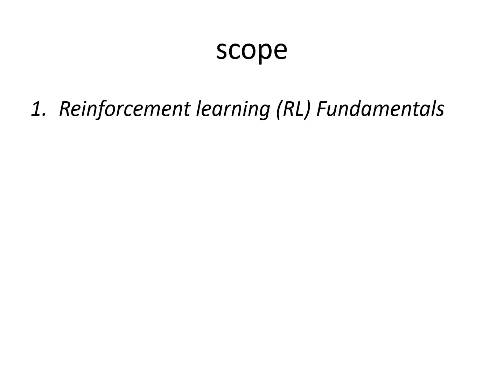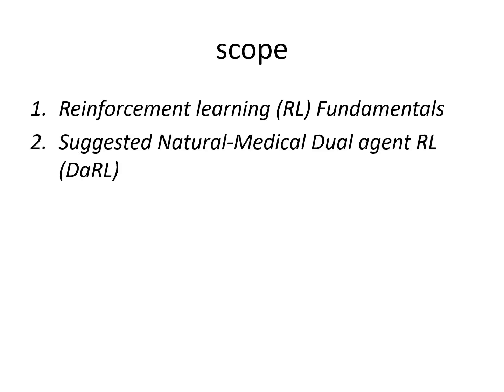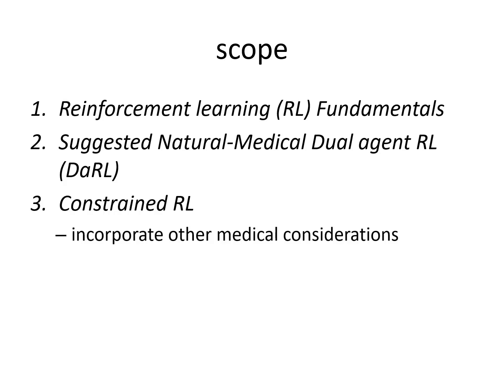The scope of this work is as follows. First, we'll describe shortly reinforcement learning for the newcomers. Then we'll suggest our model, which is the natural medical dual agent reinforcement learning. Then we show shortly how we can constrain the reinforcement learning by interesting constraints that make it more realistic for the medical treatment. And then we'll conclude the work and speak about some future work.